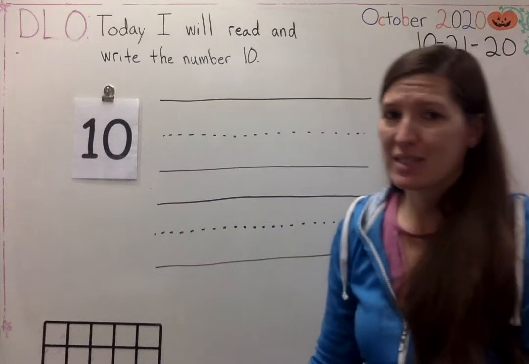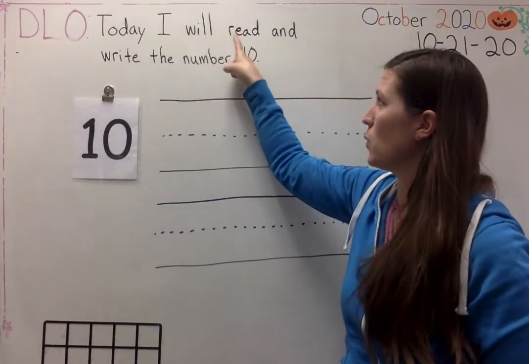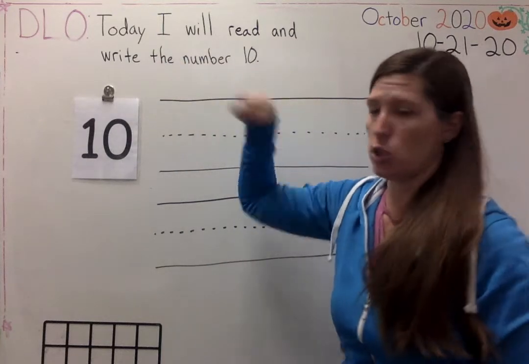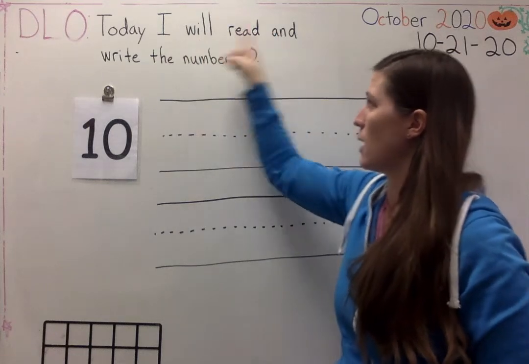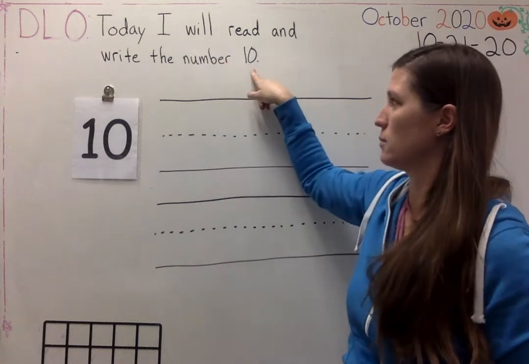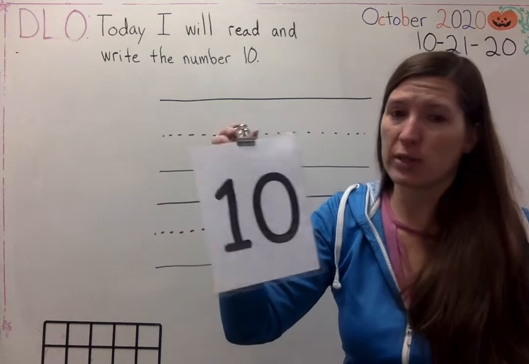All right, let's go over our daily learning objective. I'll go first. Today I will read and write the number 10. Now it's your turn. Today I will read and write the number 10. Perfect. So here's our number 10, just like we talked about yesterday.